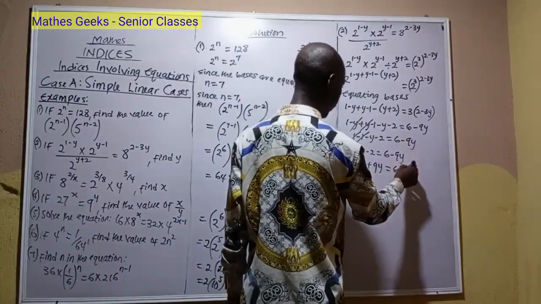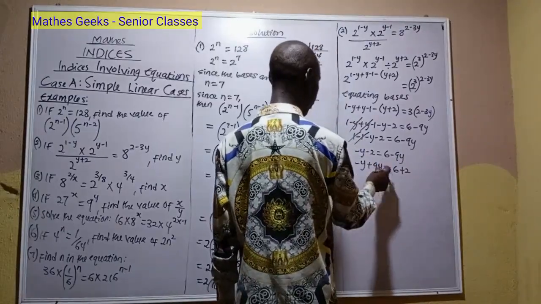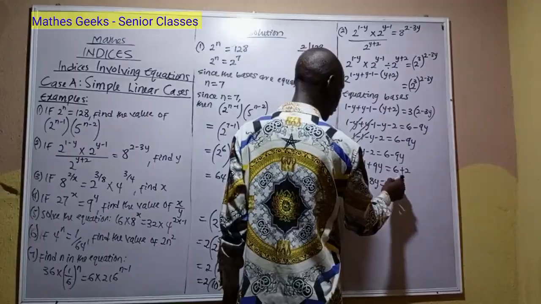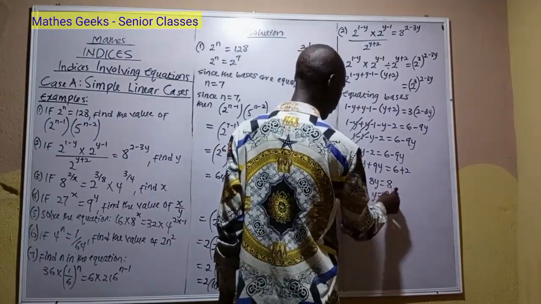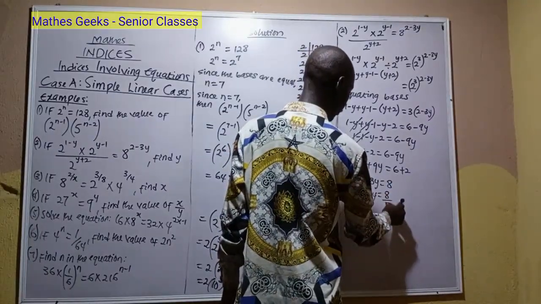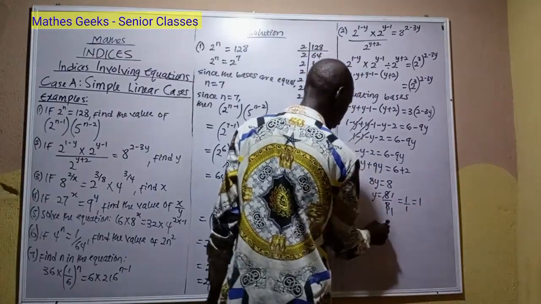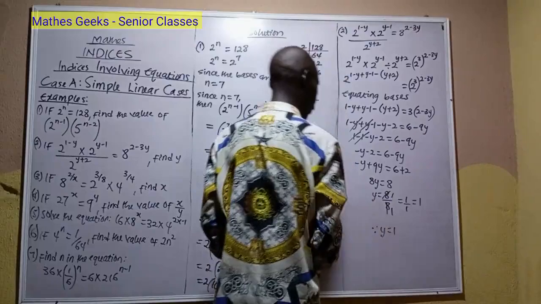This will come to this side to give us plus 2. Minus y plus 9y will give us 8y. 6 plus 2 will give us 8. So y is equal to 8 over 8. 8 and 1, 8 and 1. And 1 divided by 1 is equal to 1. Therefore, y is equal to 1.